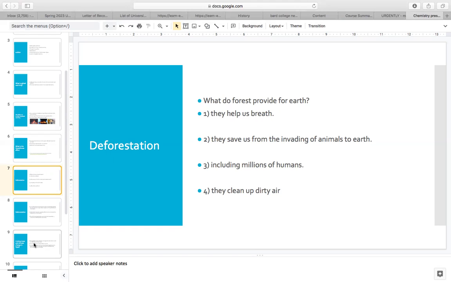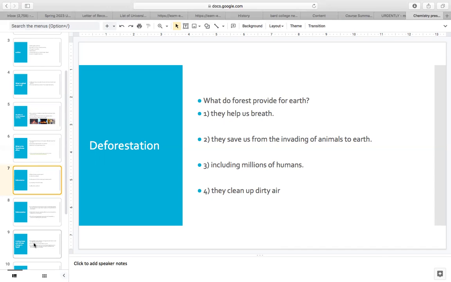The last thing that forests provide for us, they clean up dirty air. Forests can clean up air pollution on a large scale. It is used by many countries over the world. Trees absorb a wide range of air pollutants, including carbon monoxide, sulfur dioxide, and nitrogen dioxide.